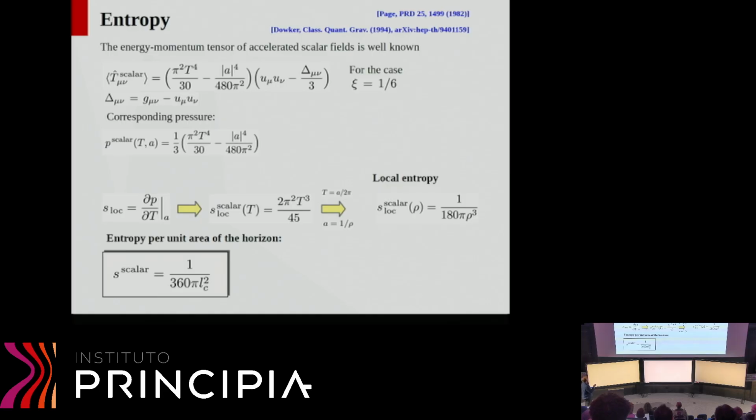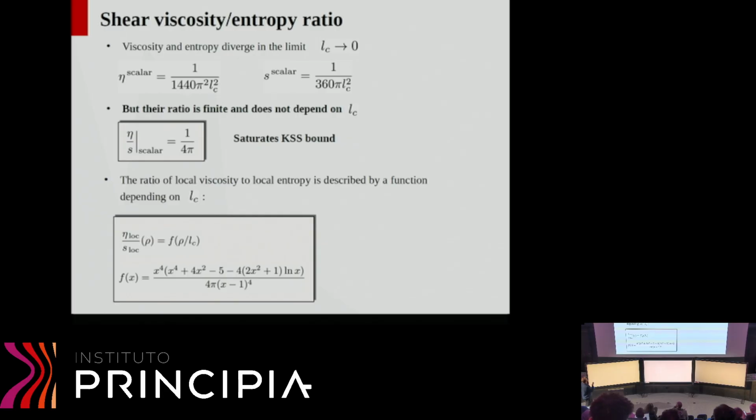We also know the stress energy tensor. We find pressure, then we find the derivative of pressure to find entropy. We go to the Unruh temperature and find local viscosity and the integrated quantity. So finally, we see that we have such formulas for shear viscosity and entropy per unit horizon area, which diverge as the distance between the stretched and true horizon, which is typical for Rindler space. However, if we look at the ratio, it will be independent of this parameter and saturates the Kovtun-Son-Starinets bound. If we consider local quantities before the last integration, then the ratio will be described by this maybe not so trivial function.